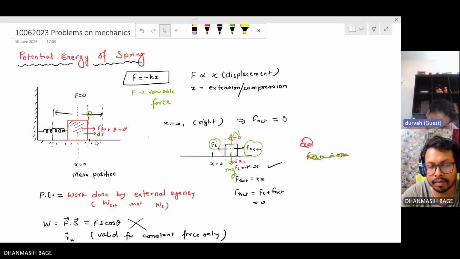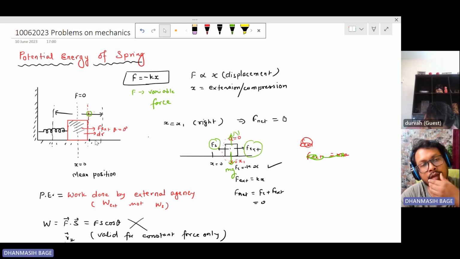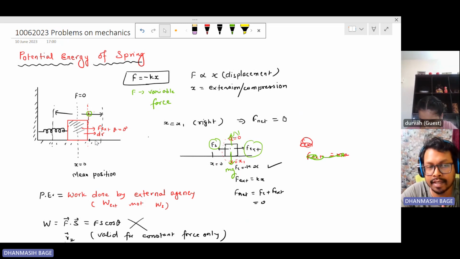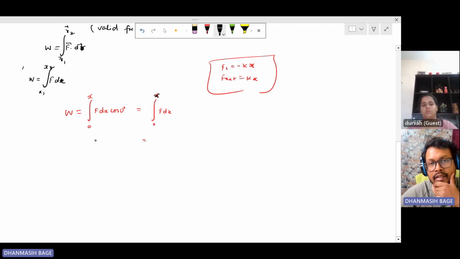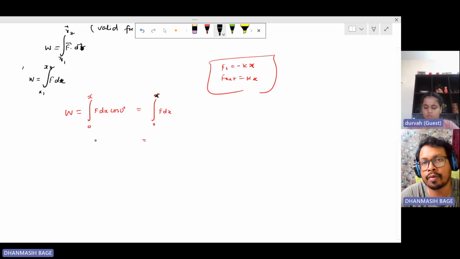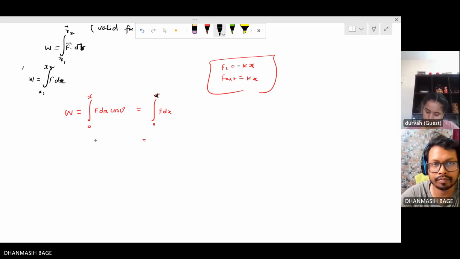Right. That means when you're moving it, you have to move it without changing the kinetic energy, or without acceleration. And this can be done in a very slow manner. That's a very technical thing. But you just remember that the external force and spring force are always in the opposite direction. So they are equal and opposite forces.